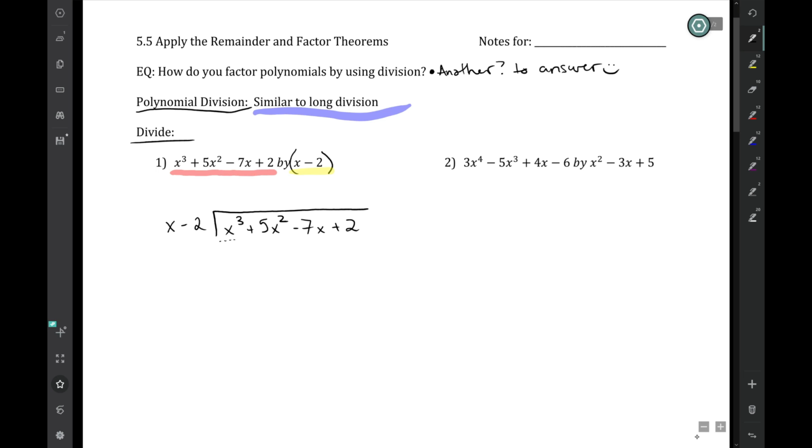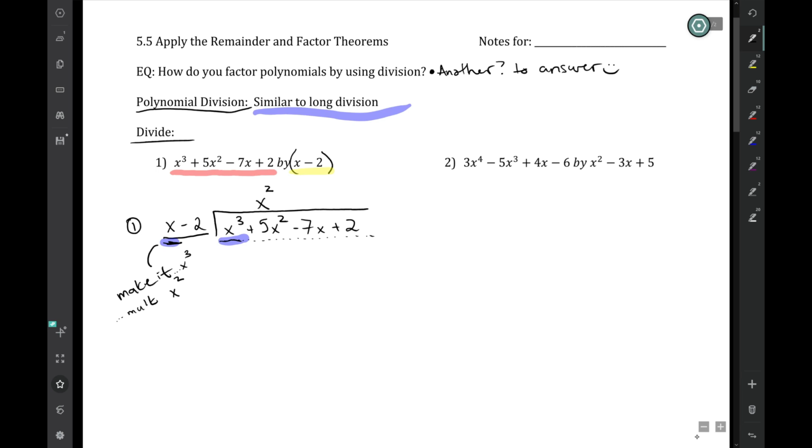Notice everything's in a nice order for us. That's what we need: to the third, to the second, to the first, and nothing. Now, the whole idea is we want to focus on the x minus 2. We need to think, how can I make this first piece, x to the third? Well, I have an x, I would need to multiply it by, anybody? x squared. Okay, so it's just like long division. To make this x to the third, I need to multiply by x squared.